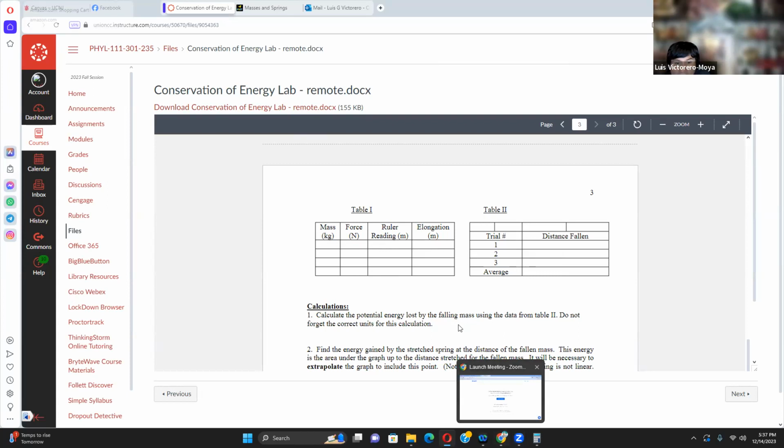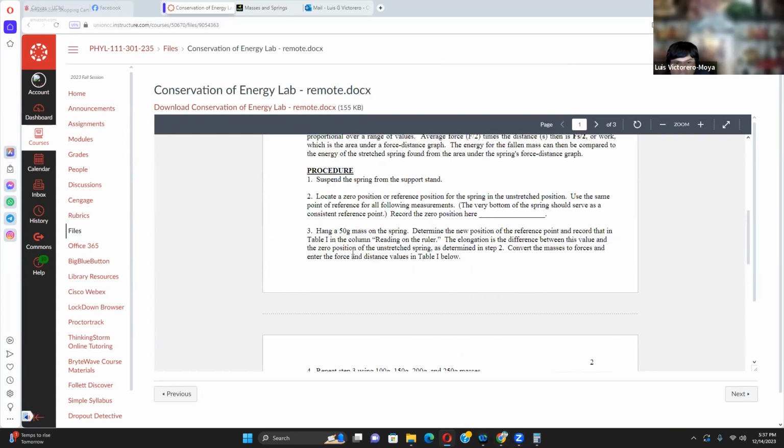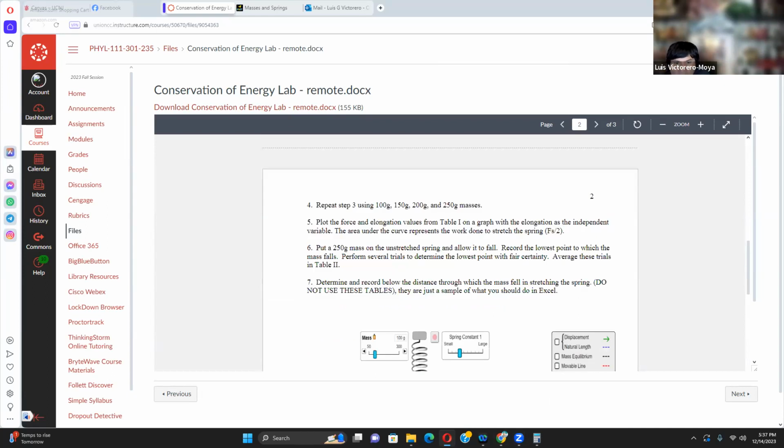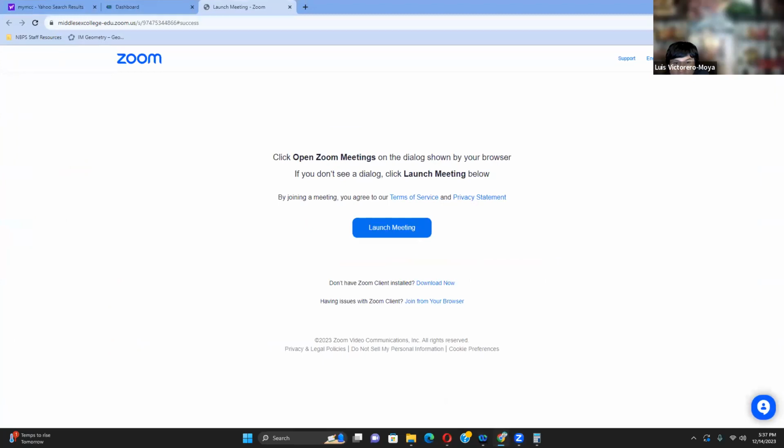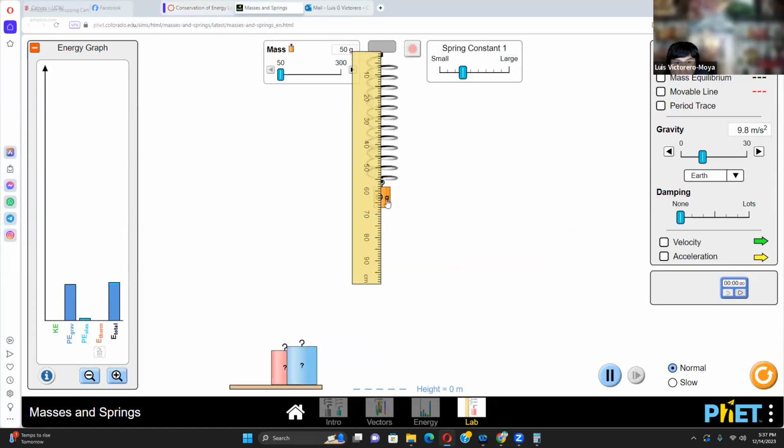You can keep adding masses. Here in the lab, it says that you want to repeat this step by adding 100, 150. So you can do a plot of force versus elongation. So you already have this reading, you remove it, and then you go to 100. To do 100, you just go here, and you will change it to 100.